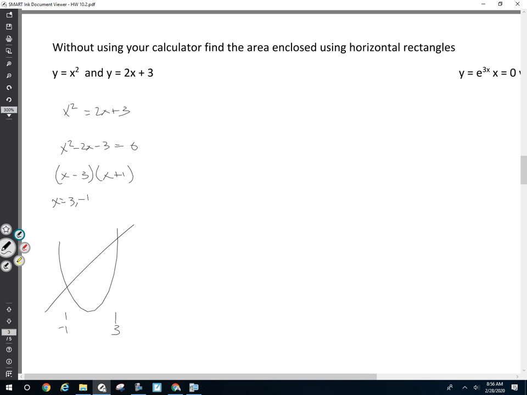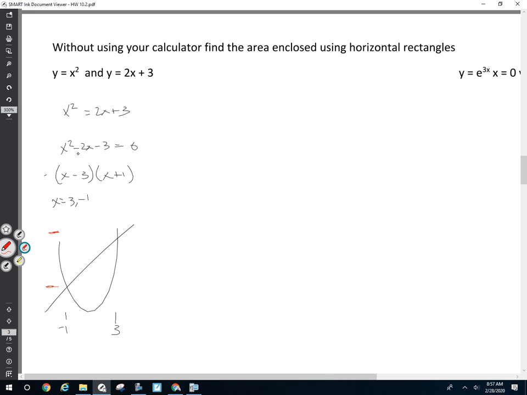I'm not going to be able to do this using horizontal rectangles. I mean, I can, but I won't ask you a question like this in the future. This is a little bit too complex to do with horizontal rectangles because this is what we have to do. Let's find these y-coordinate intersections.